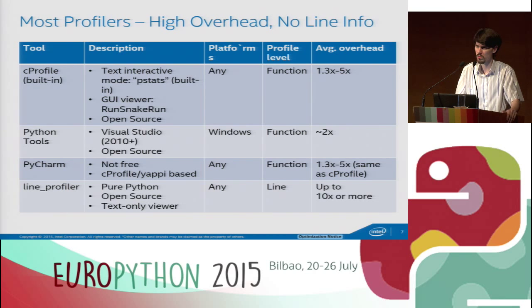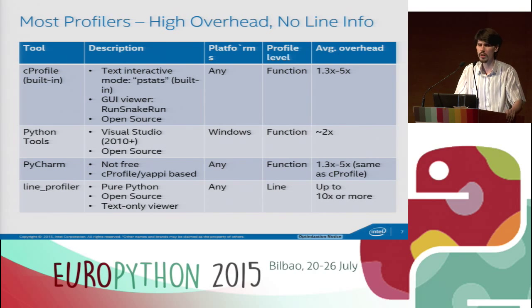Then there were the guys with PyCharm. They recently introduced support for cProfile. I find that their UI is pretty good. The problem with that is it's again cProfile based. Oh, you can base it on YAPPI. Well, YAPPI is basically cProfile made thread aware. So you can see which threads are taking time, but no line level information.